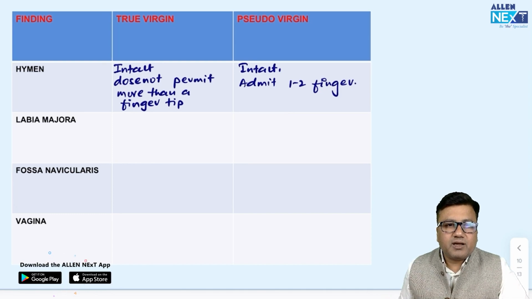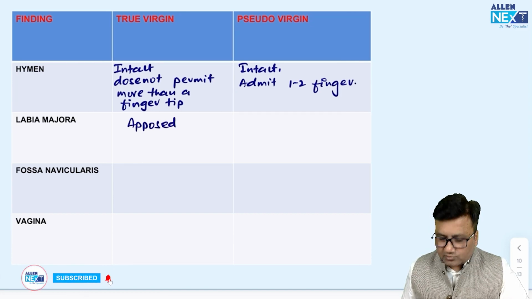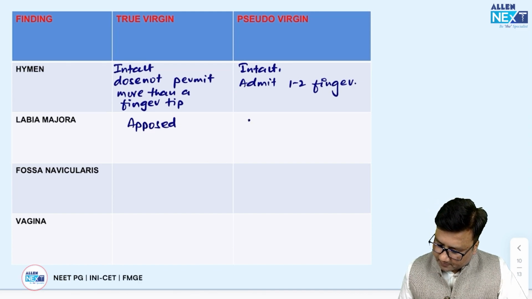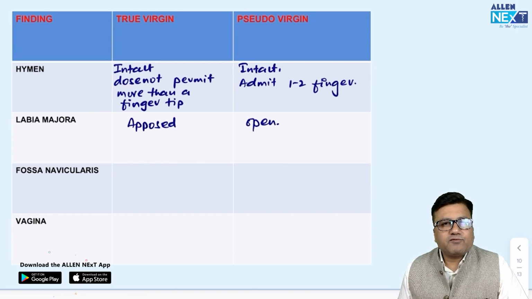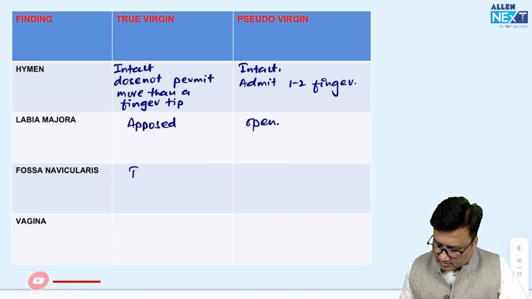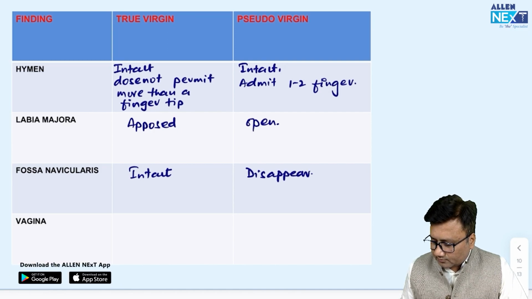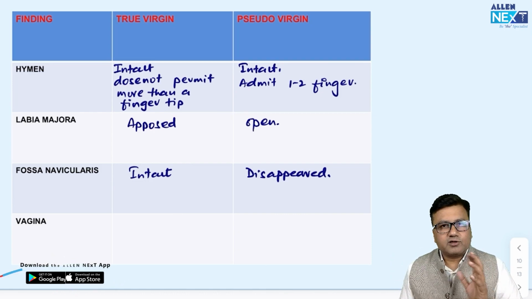Second is labia majora. In a true virgin, it will be apposed, whereas in a pseudo virgin or false virgin, it will be open, right? Third is fossa navicularis. It will be seen as intact in a true virgin, whereas it would have disappeared due to sexual intercourse. It would have disappeared in a false virgin.